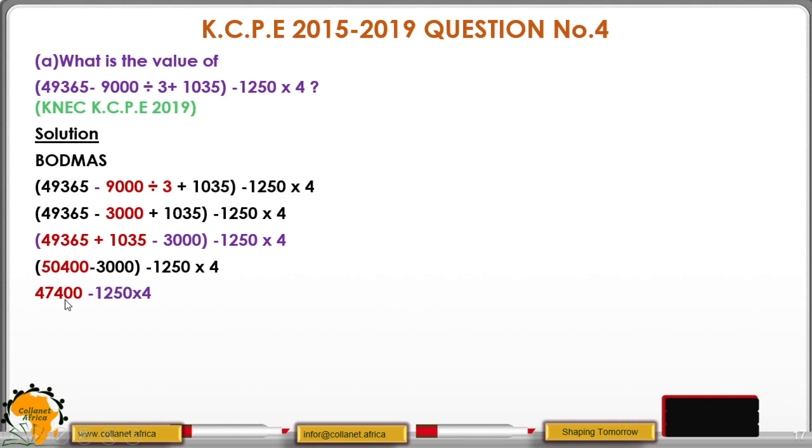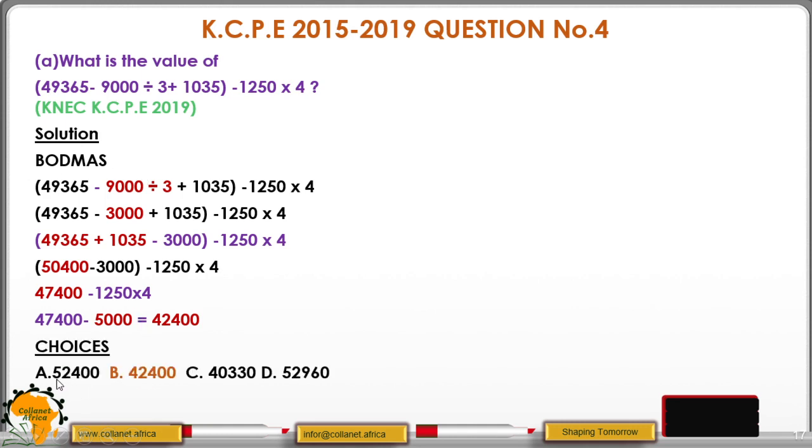In this case, we are not going to start with this one, you subtract that. No. The BODMAS states that multiplication comes before subtraction. Therefore, you say this one, you multiply by that. But this one will have the sign. So when you multiply the 2, you're going to get minus 5,000. Then you subtract to get 42,400. Follow the rule strictly.